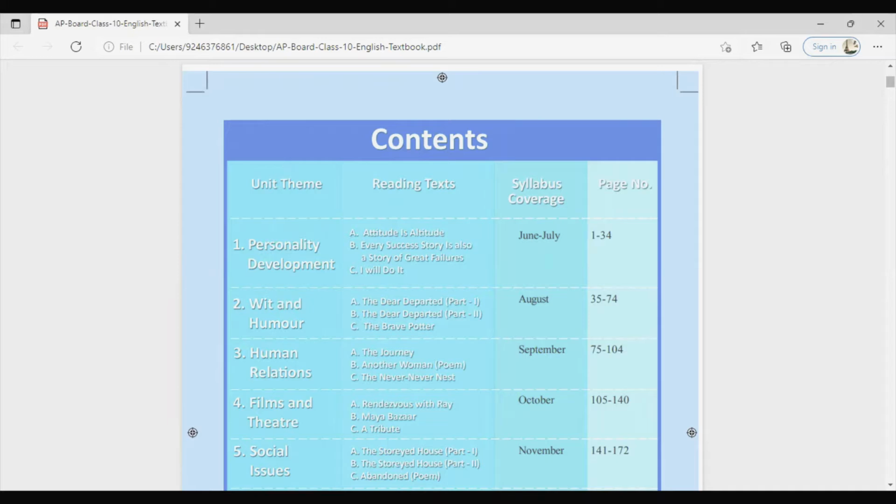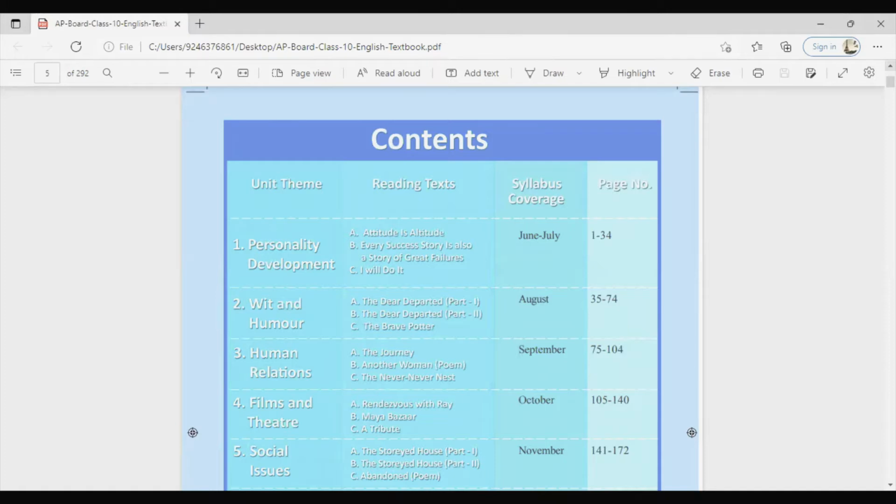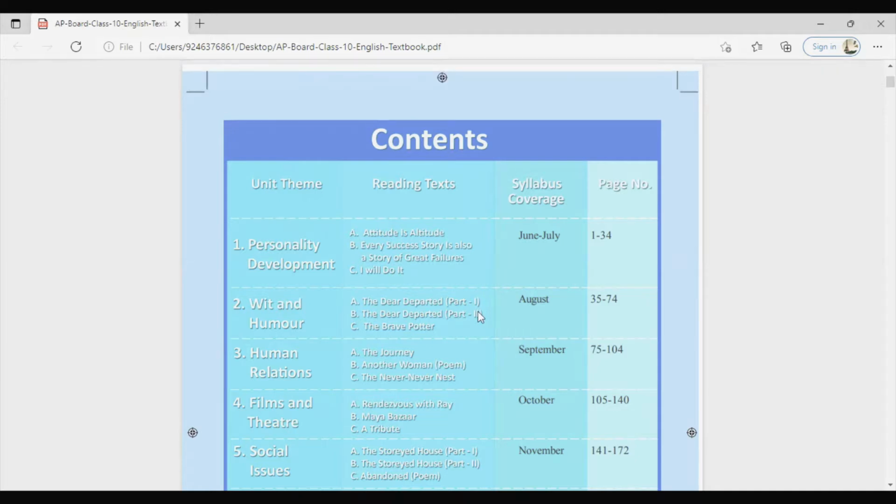Personality development is not related to developing the personality in the sense of growing height-wise or length-wise. Here, personality development deals with everything, how the person should behave, in detail. If I tell you in a definition form, the theme of the first unit is personality development.